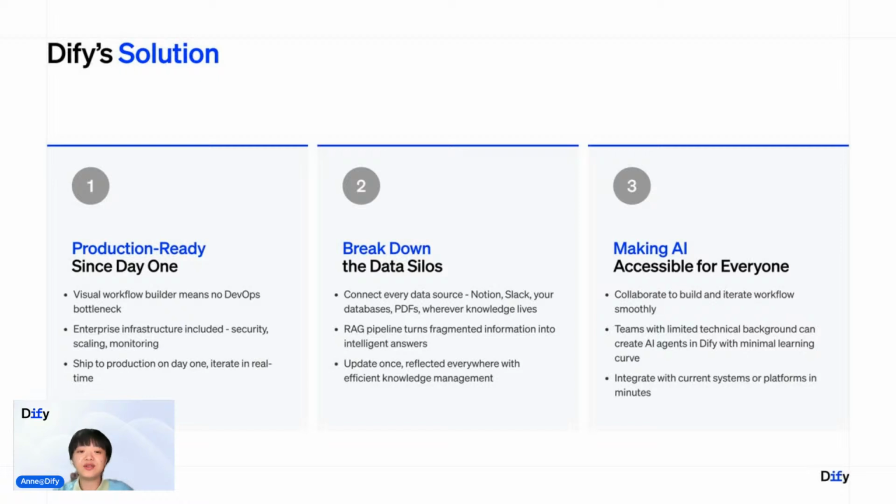The second thing we do is helping the enterprise to break down the data silos. For example, in Dify, you can collect different data sources: Notion, Slack, your database, PDFs, wherever the knowledge lives. Simply click and bring them all together in Dify. And also, we use RAG pipeline to turn your fragmented data into intelligent answers and insights. Last but not least, you can easily update once and it automatically reflects everywhere with efficient knowledge management.